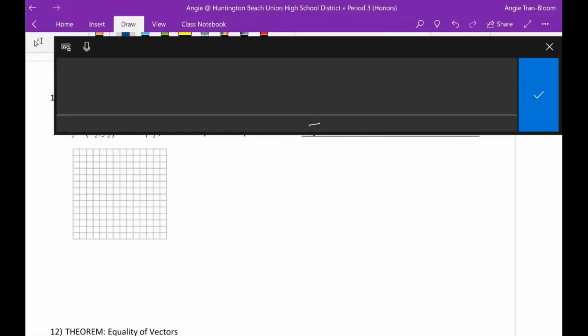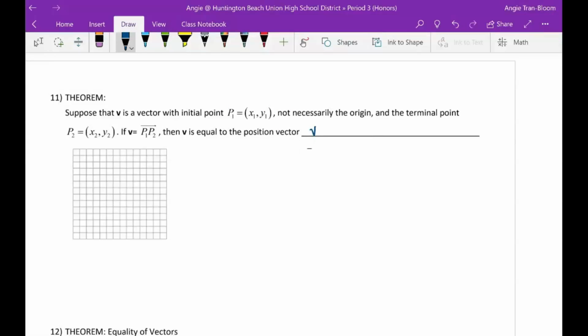Let's denote it with the vector symbol equal to. So this is how we find your V. We're going to subtract the two x components, okay? And we will subtract the two y components, okay? So what do I mean by that?